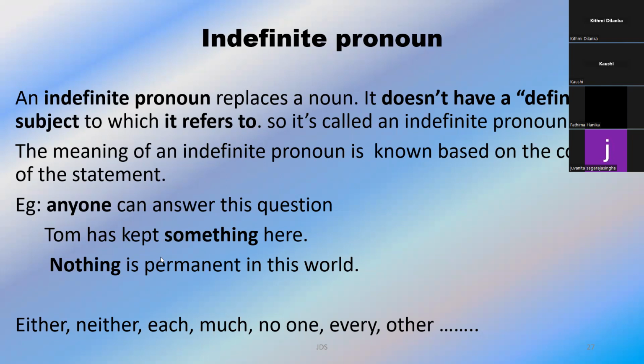Whatever does not refer to a definite subject will come under indefinite pronoun, and mostly it ends with either thing or one. Anyone, someone, anything, something, nothing, right? No one, all those, the ending will be mostly one or thing. Either, neither, all these come under indefinite pronouns.